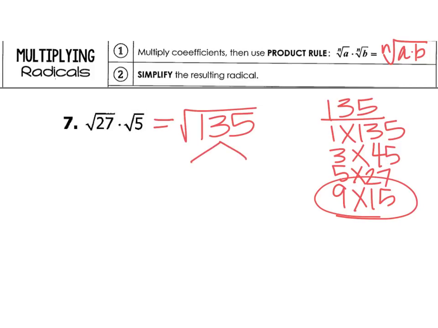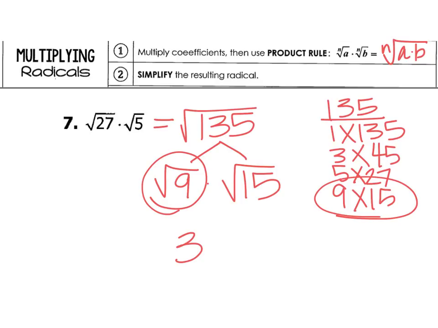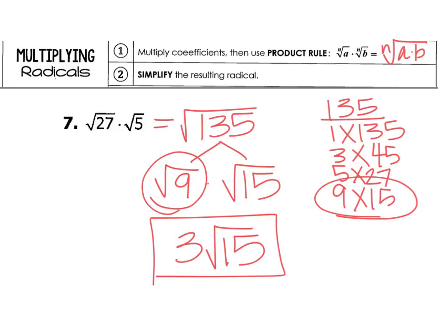Break down the square root of 135 to the square root of 9 times the square root of 15. Take the square root of 9, gives us 3. Bring down rad 15, or square root of 15, and there's our final answer.